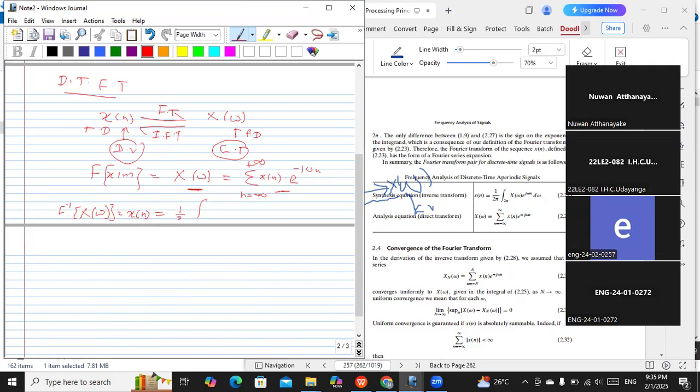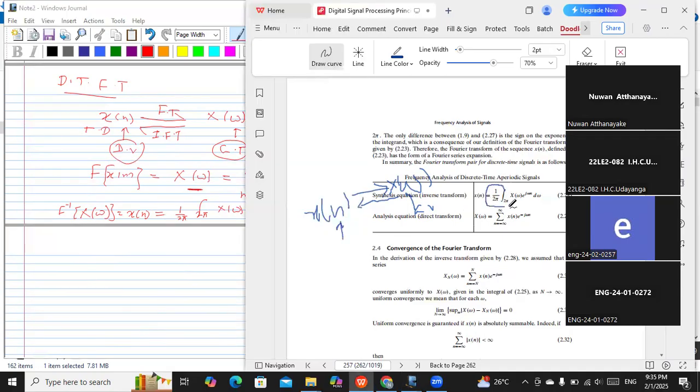But you have to do an integration from 0 to 2 pi, that means within one period, of X(omega) e to the power j omega n d omega. Here you need to apply an integration because this omega is not a discrete variable, it is a continuous variable.